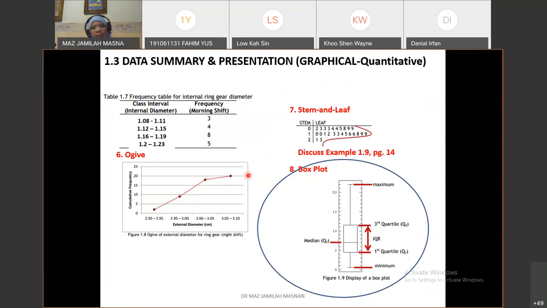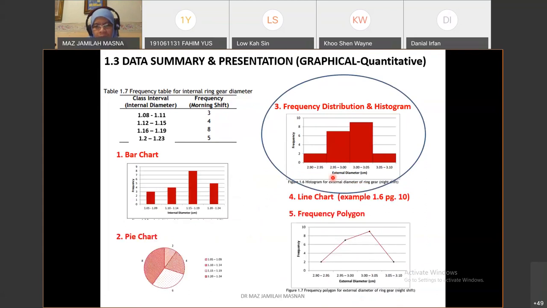And you can also have stem and leaf, and you can also have a box plot. I think we are going to look at stem and leaf, box plot, histogram, and the class interval in the next class. And I will prepare that as a video so that you can watch it again if you wish to refer to it.